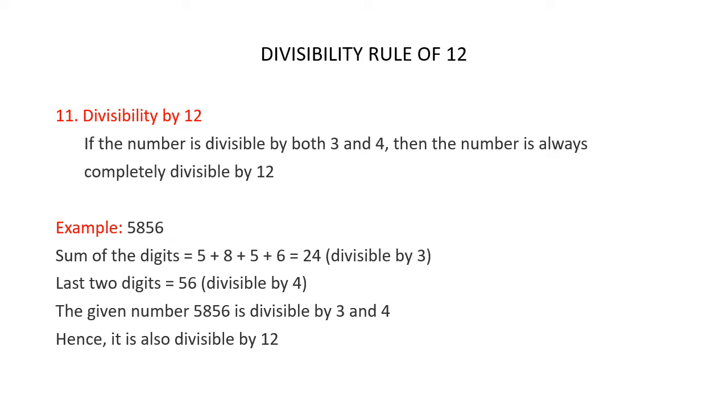Now let's check if this number is divisible by 4. To find whether it is divisible by 4, consider the last two digits. The last two digits are 56. 56 is divisible by 4. So 5856 is divisible by 4. So the given number 5856 is divisible both by 3 and 4. Hence, it is also divisible by 12.